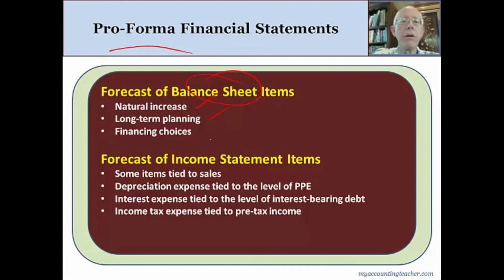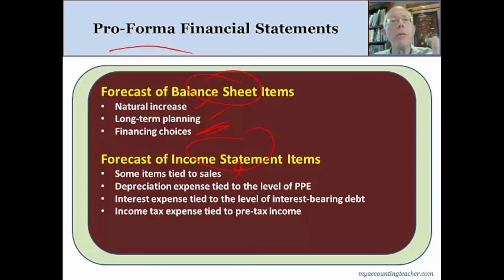In addition, part of forecasting balance sheet items is financing choices. How am I going to finance this expansion? Am I going to go out and borrow money, or am I going to not? Am I going to get new shareholder investment or not? I have to make a choice. It's a business choice. Now, in terms of forecasting income statement items, some things go up naturally with sales.